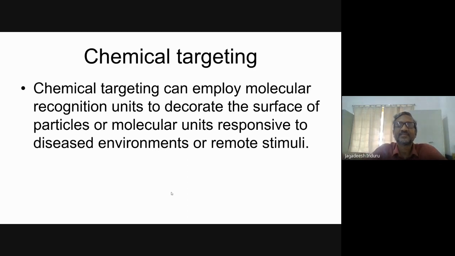Another one is chemical targeting. It is based on molecular recognition, like your receptor. It comes under the most active targeting, where you have seen specific receptor interaction. Most of the time your drug does not have specificity, so we tag it by decorating the surface of the particles or molecular units that will be responsive to the diseased environment, having a specific stimulus to attract it. Then we take the drug there by attaching or covalently bonding it to the particular moiety.